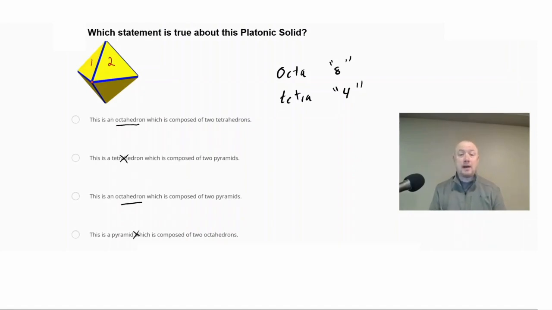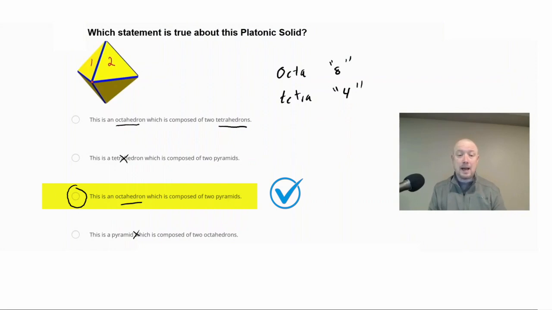Now, we need to identify whether it is composed of 2 tetrahedrons or 2 pyramids. A tetrahedron has 4 faces, composed of 4 triangles. If we look at this platonic solid, the base of the 2 pyramids is a square. So we have 2 square pyramids which form this solid. So this platonic solid would be an octahedron which is composed of 2 pyramids.